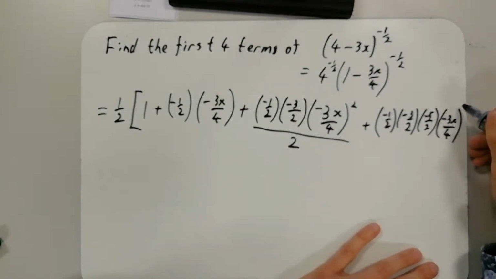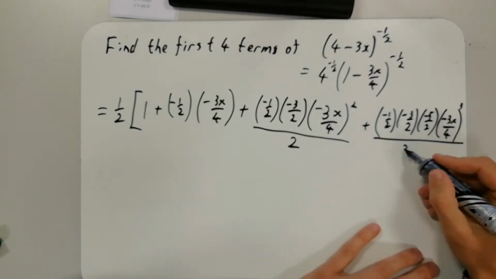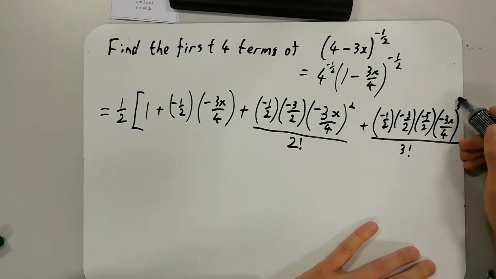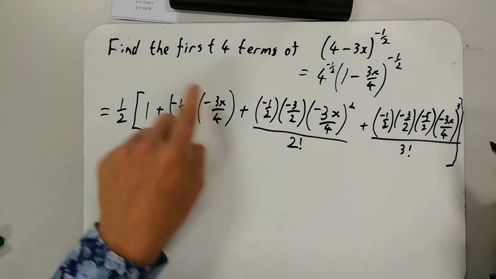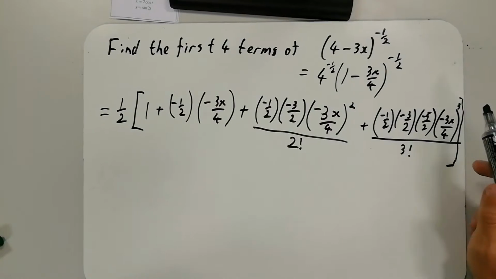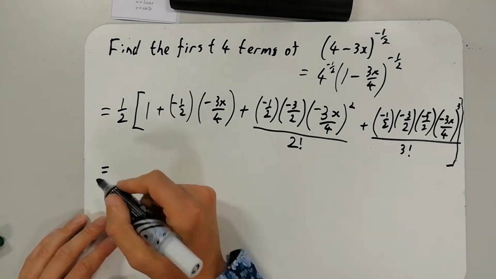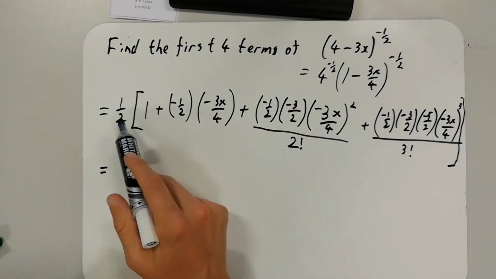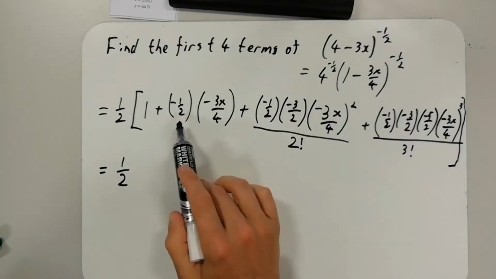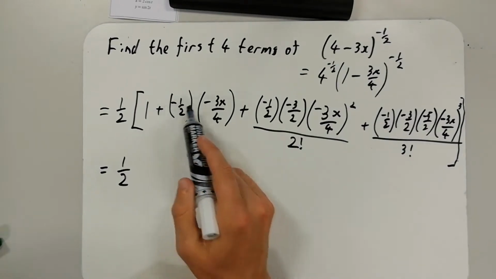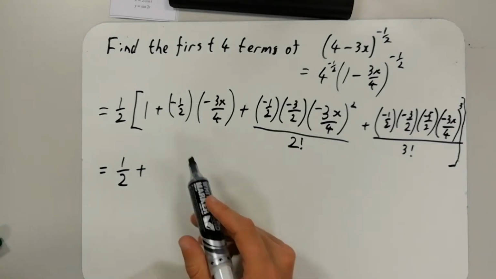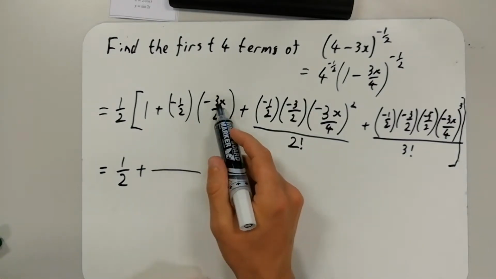over 4 cubed, all over 3 factorial. Maybe you want to put in the 2 factorial there just to remind yourself that it is a factorial. We only want the first 4 terms, 1, 2, 3, 4, so we therefore only need to go up to x cubed. We can now simplify each of these terms and expand this bracket. A half times 1 is a half. And then check your sign first. It will be positive, negative times a negative, and then we'll just treat the numerator and denominator separately.